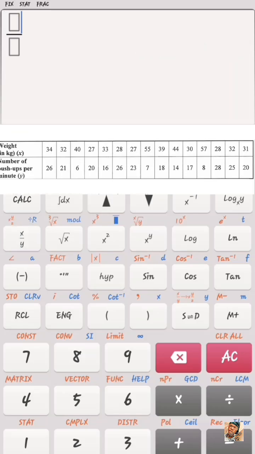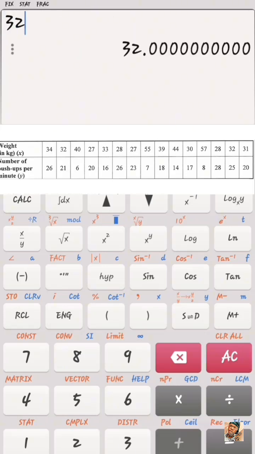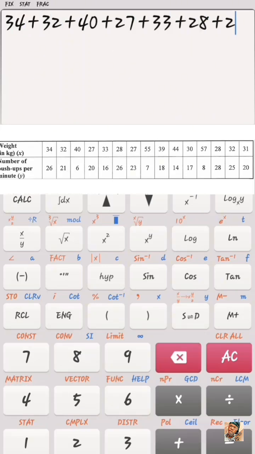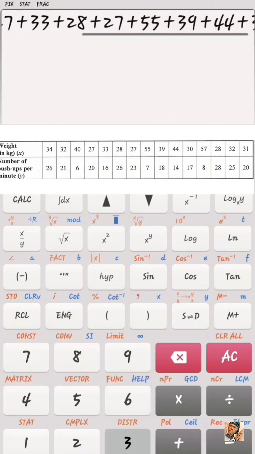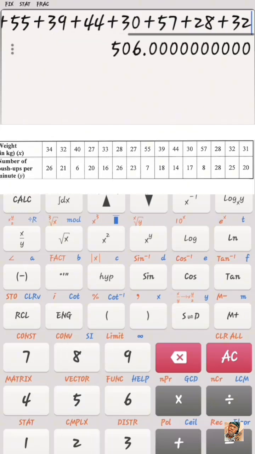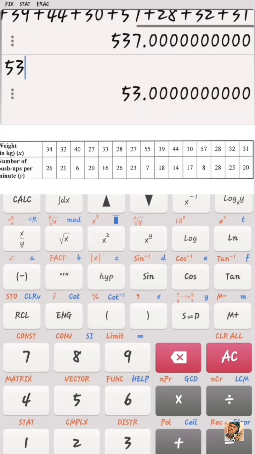So we're going to have the fraction, and then we're going to say 34 plus 32 plus 40 plus 27 plus 33 plus 28 plus 27 plus 55 plus 39 plus 44 plus 30 plus 57 plus 28 plus 32 plus 31. All of this gives us 537. So we're going to do 537 divided by 15.